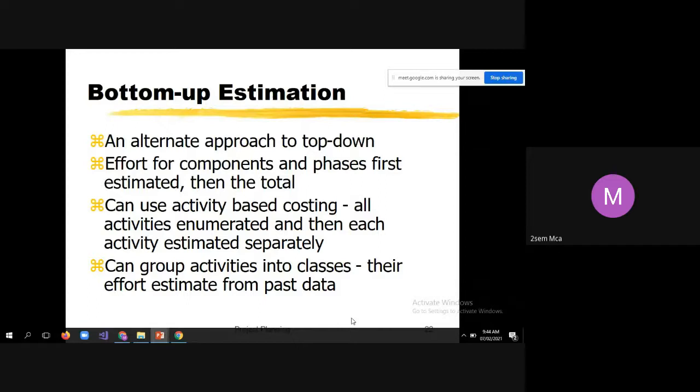Next, we'll see bottom-up estimation. That is an alternate approach to the top-down cost estimation approach. And here the effort for components and phases will be first estimated. You need to understand what components are. Say there are 5 modules in the proposed project. So 5 modules become 5 components. Components and phases are first estimated, then calculate the overall total effort required.